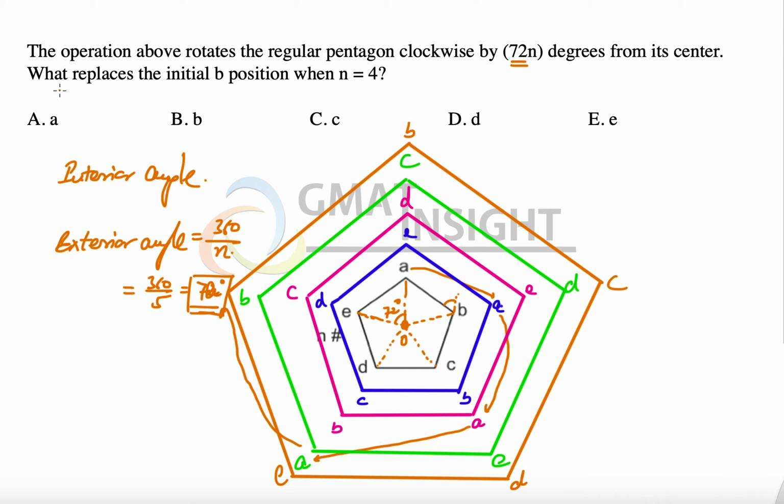Now the question is, what replaces the initial position of B? Now that we have everything available at our disposal, we can see that B initially was here, and after the 4 rotations in the clockwise direction, this position has been occupied by C. So the answer to the question becomes option C. C has replaced the position of B after 4 rotations of this regular pentagon around its center.